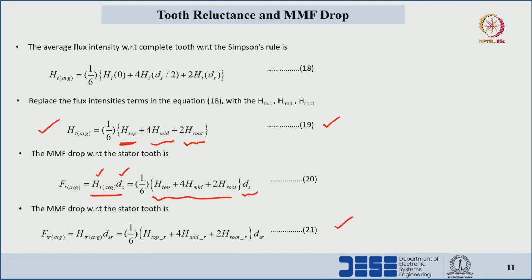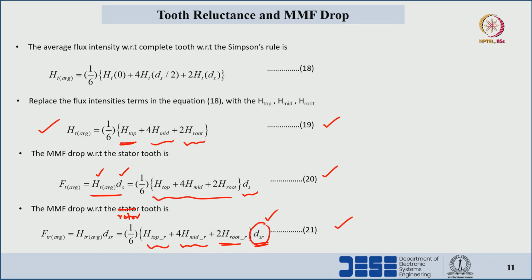For the rotor also, here a mistake is there, it is rotor. So, DSR is presented here. Equation number 20 is with respect to one stator tooth and equation 21 is with respect to one rotor tooth. Here the flux intensity at the bottom side of the rotor tooth, the middle portion of the rotor tooth and the top portion of the rotor tooth we have to consider by utilizing the BH curves and substitute in the Simpson rule, and here DSR is the depth of one rotor tooth.